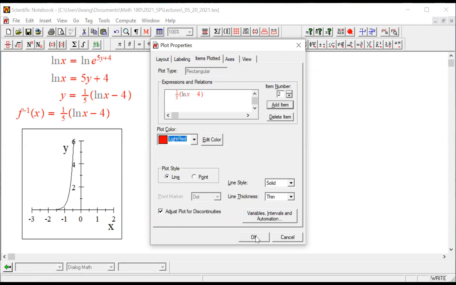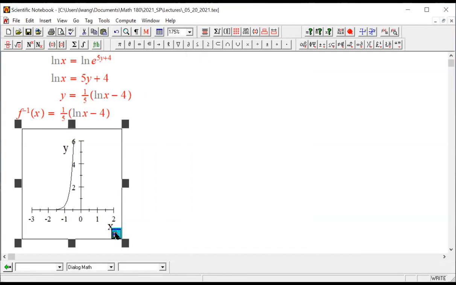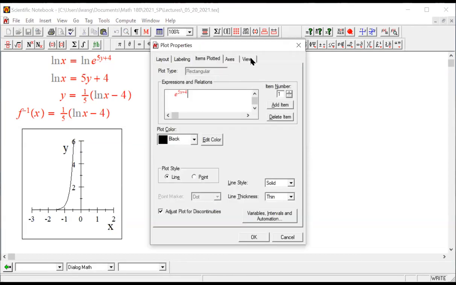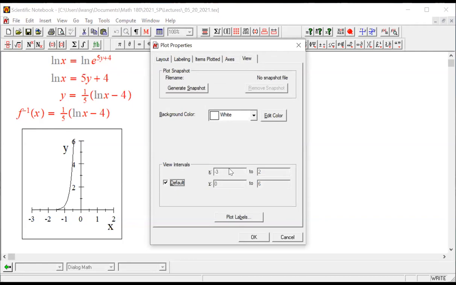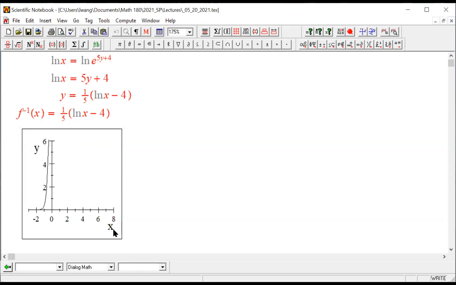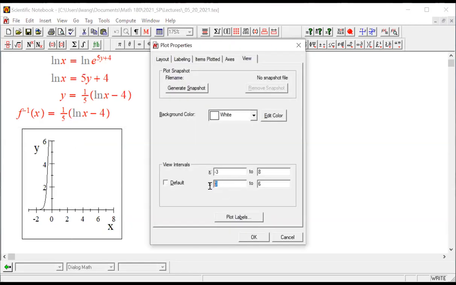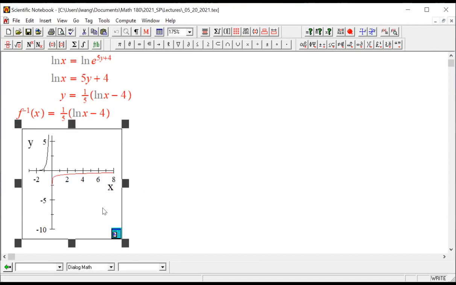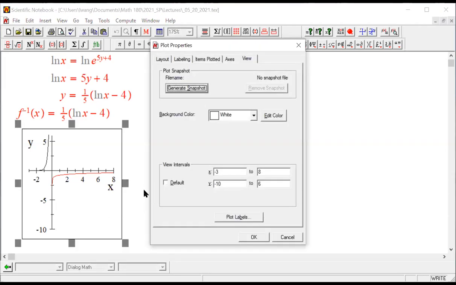Red, it doesn't show, okay, because I need to adjust the... I need to adjust the 8. Does it show? There. Okay, so let me make some more adjustment.